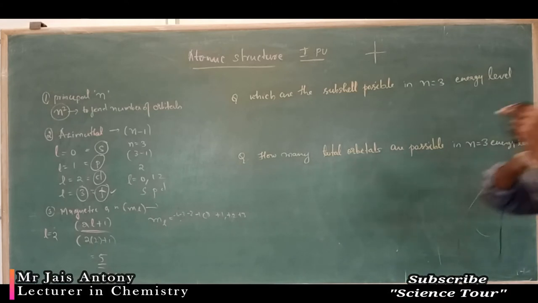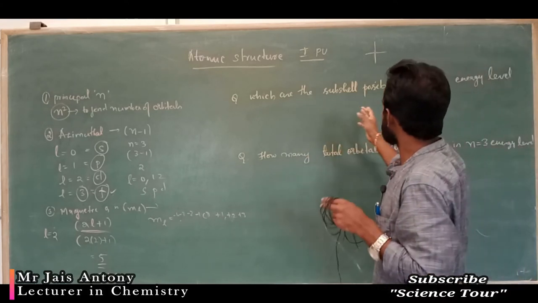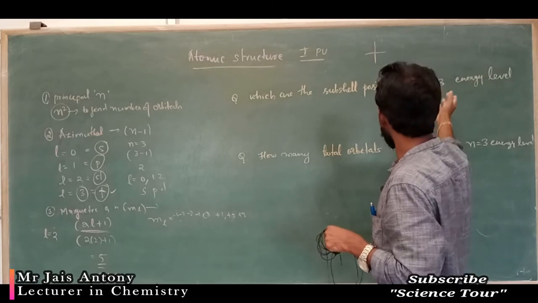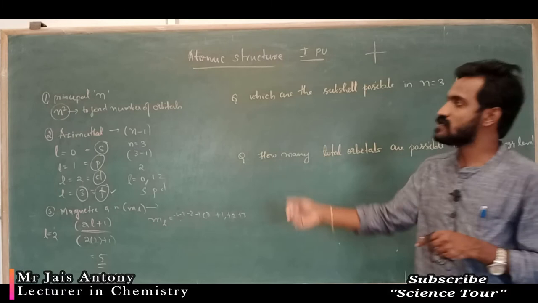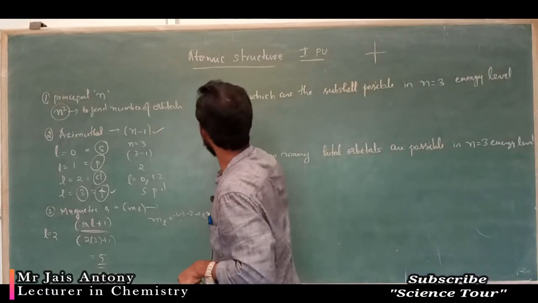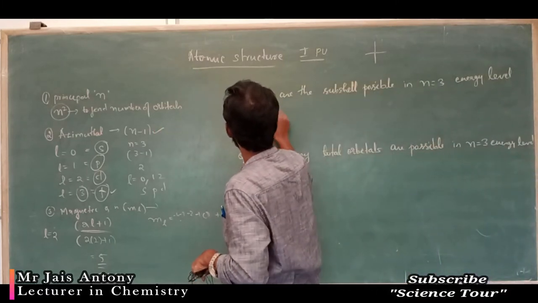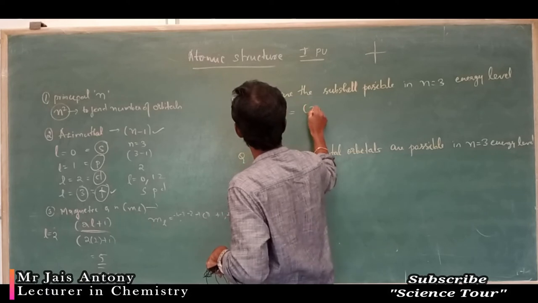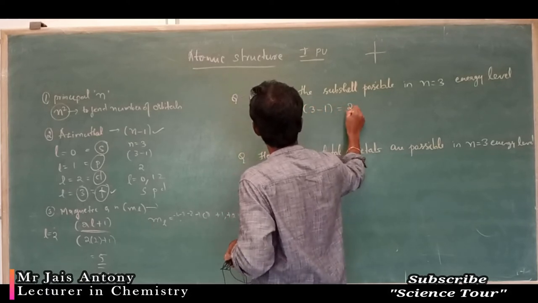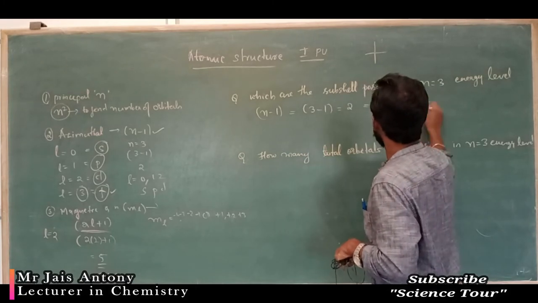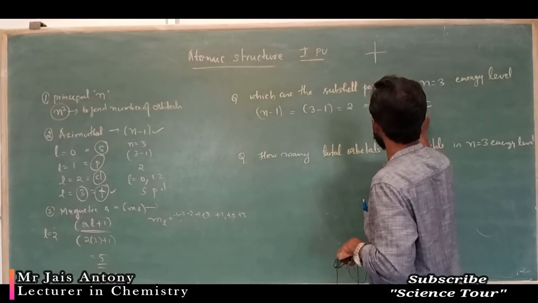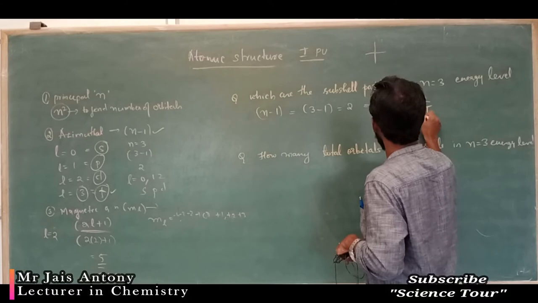Okay, my dear students, next two questions. Which subshells are possible for n is equal to 3? The formula for finding subshells is the azimuthal quantum number, so you have to use n minus 1. n is given as 3, minus 1 is 2. So you write the l values 0, 1, 2. Three subshells are possible: S, P and D.